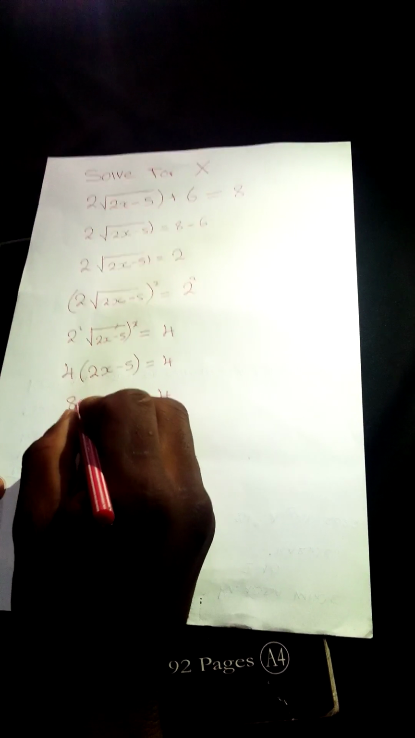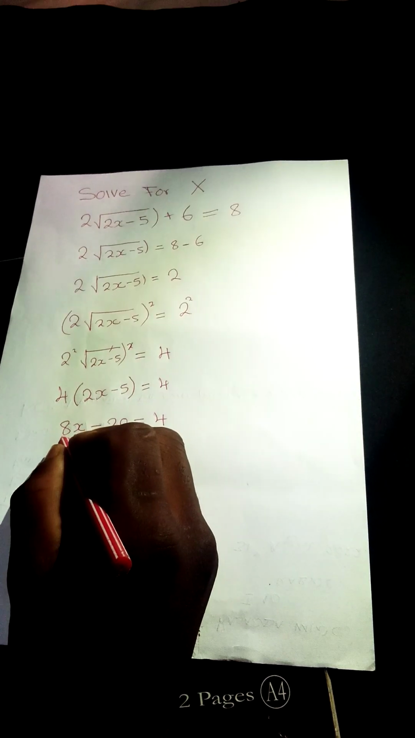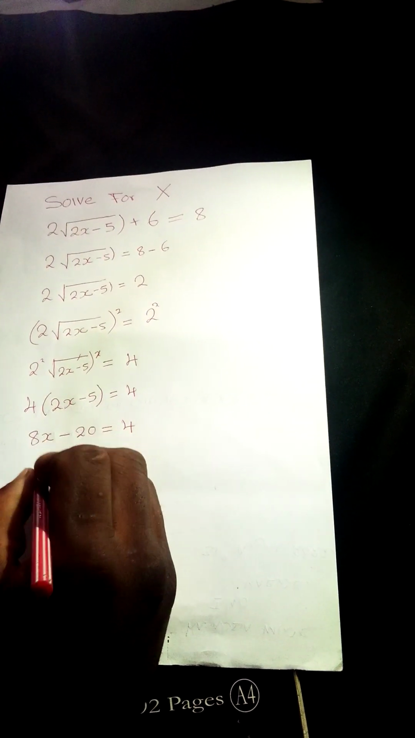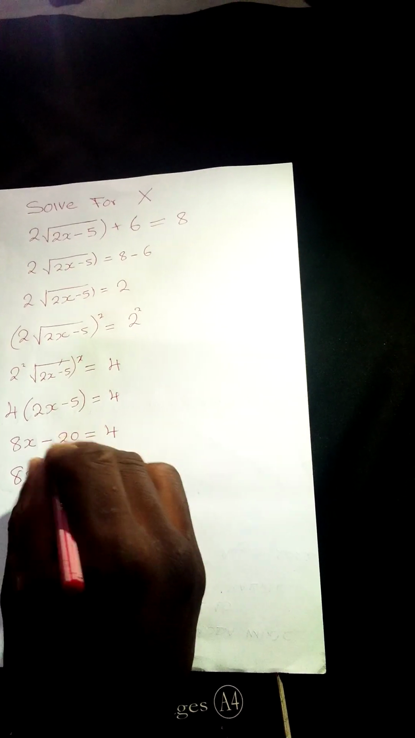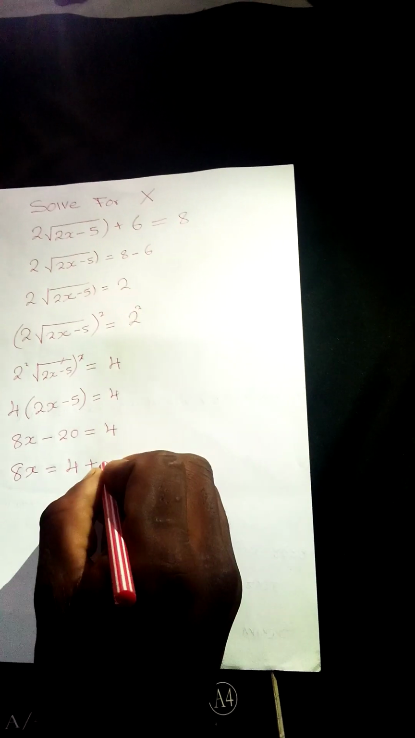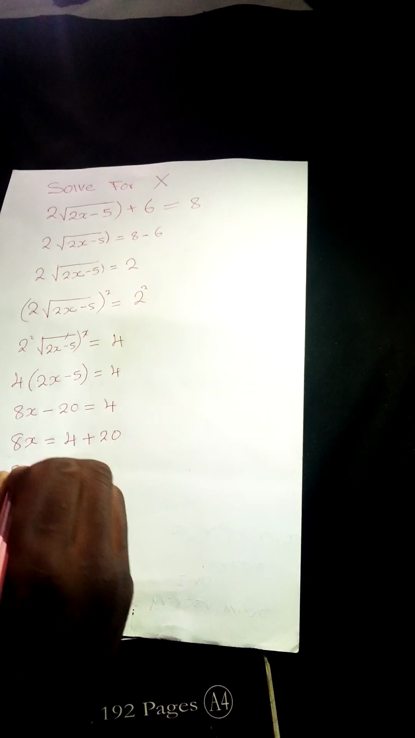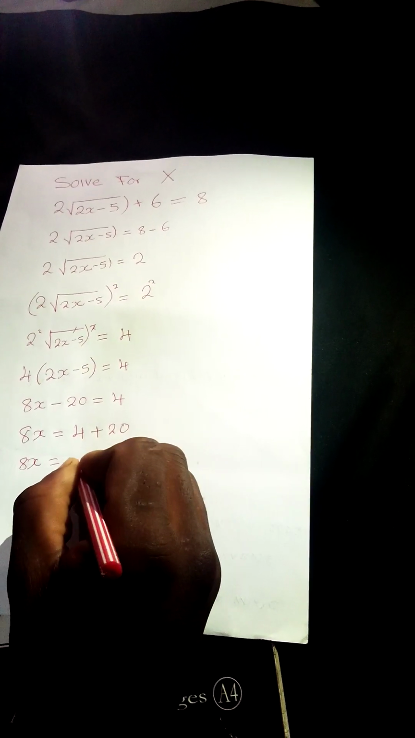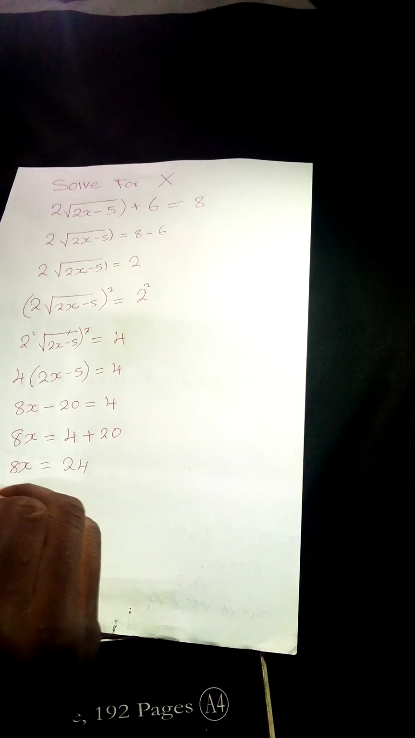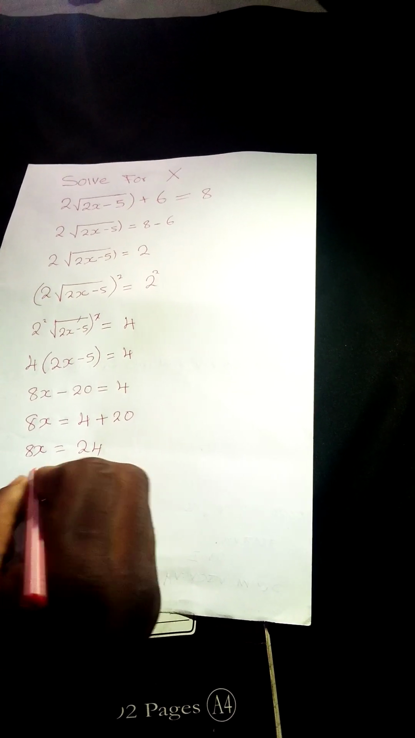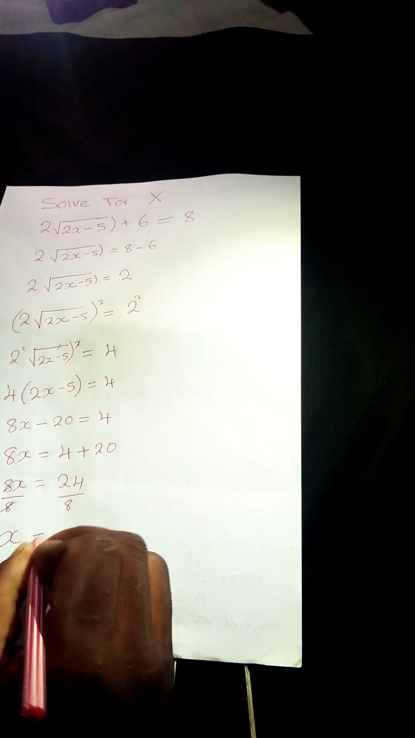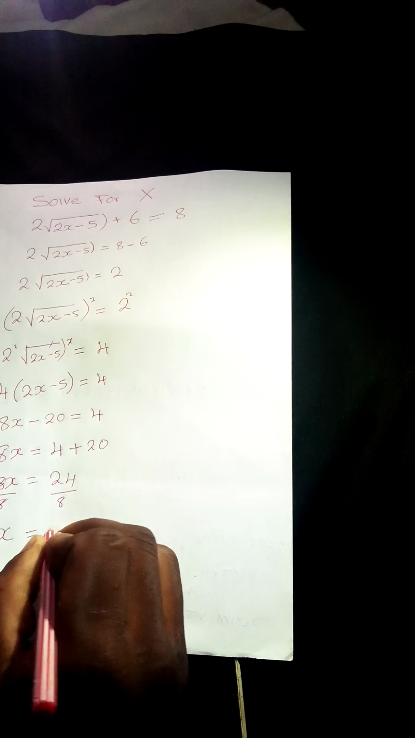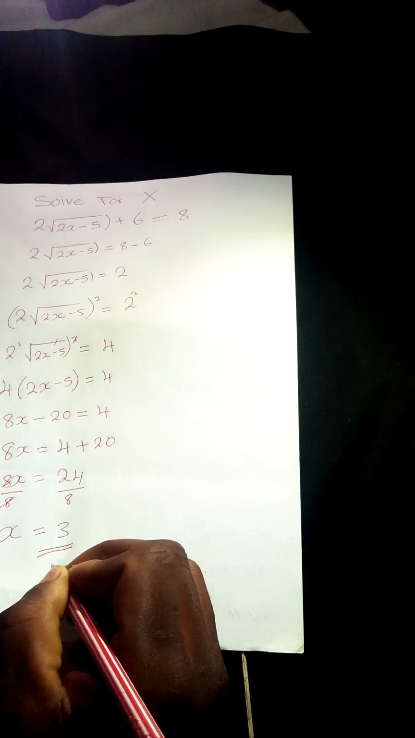Now since we are finding the value for x, we are going to make x the subject of the formula, so we have 8x = 4. Then the additive inverse of negative 20 is positive 20. So 8x = 4 + 20, which is 24. Now we divide both sides by 8. 8 divided by 8 is 1, so 1 times x is x, and 24 divided by 8 is 3, which means that the value for x is equal to positive 3.